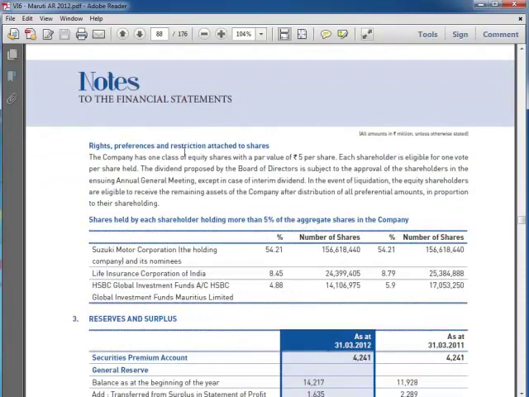Rights, preferences, and restrictions attached to shares. So we have par value of 5 rupees per share, and then how they vote, etc. And again, shares held by each shareholder holding more than 5% of shares in the aggregate shares of the company. So again, who holds shares of Maruti Suzuki? You can see the percentage breakup over here and the number of shares.